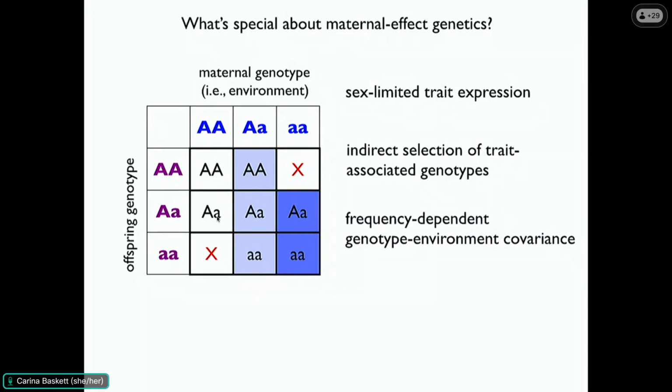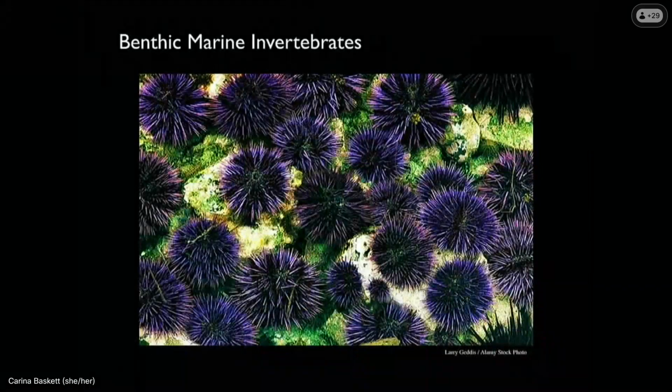So if we want to think about how these factors are influencing phenotypic evolution and genetic evolution, then we need model organisms that vary in the appropriate phenotypes that will allow us to interrogate these interactions and potentially their frequency dependence. The best organisms for this kind of question, I believe, are benthic marine invertebrates. And so here are some sea urchins.